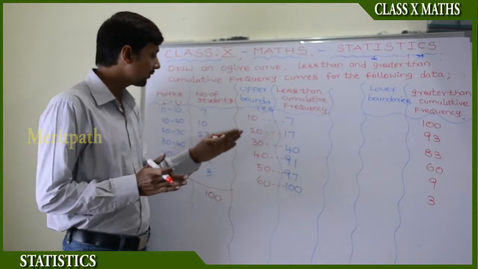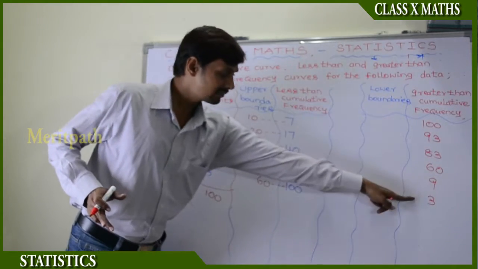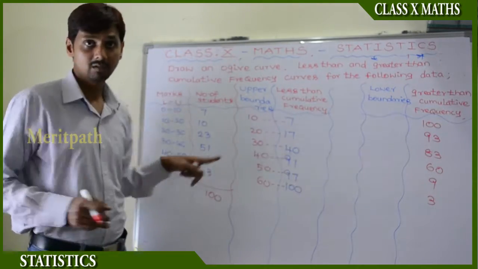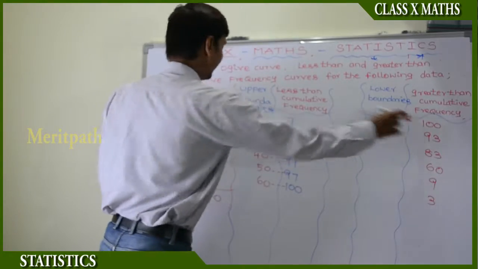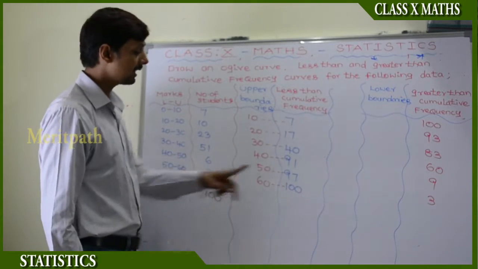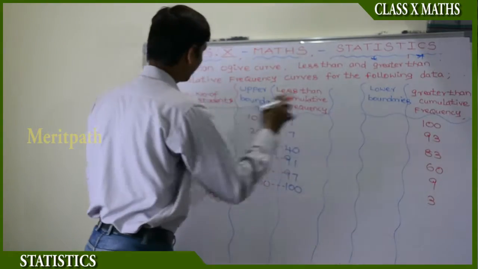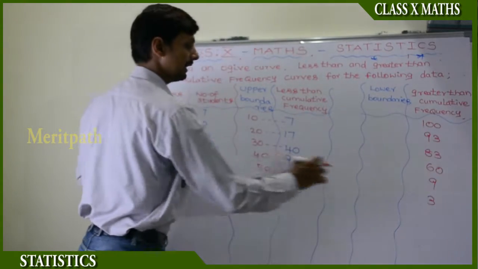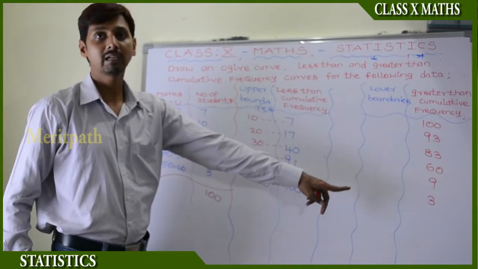The last frequency we got here is 100, the same as the one we took at the first. So now we have the greater than cumulative frequencies. Just recall, 100 we have taken the same as after adding all the frequencies, that is the highest one, the less than cumulative frequency. Then 100 minus 7 is 93, 93 minus 10 is 83, 83 minus 23 is 60, 60 minus 51 is 9, 9 minus 6 is 3, and 3 is the same as what we have in the frequency.